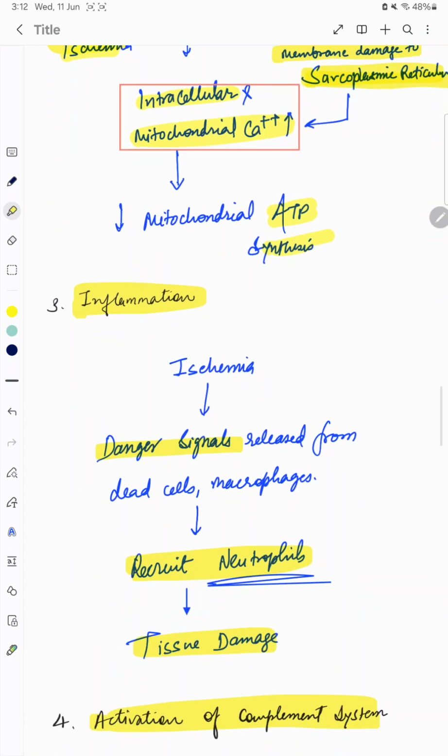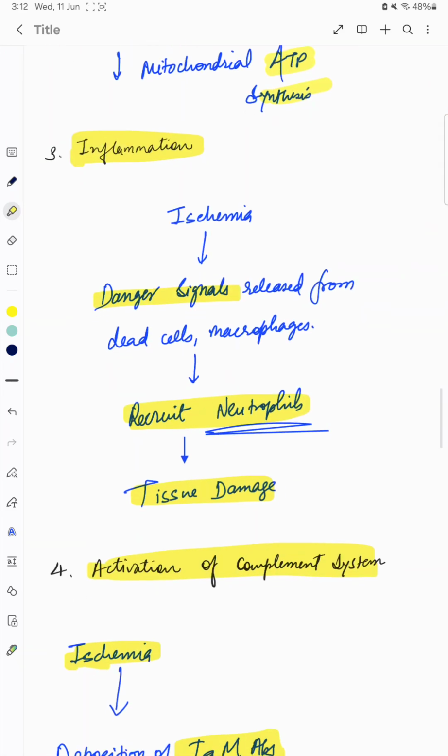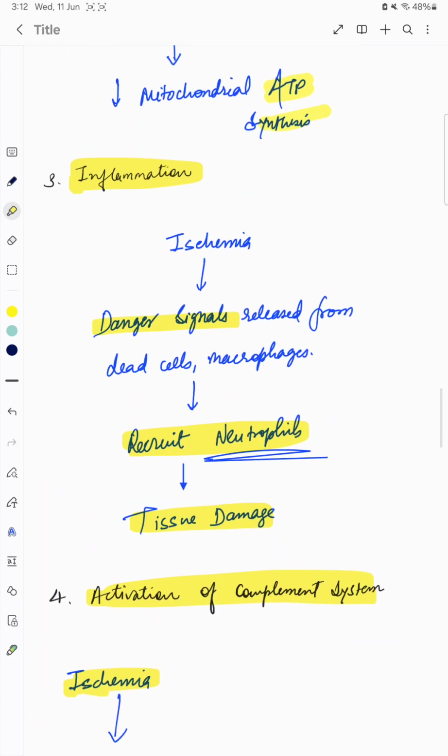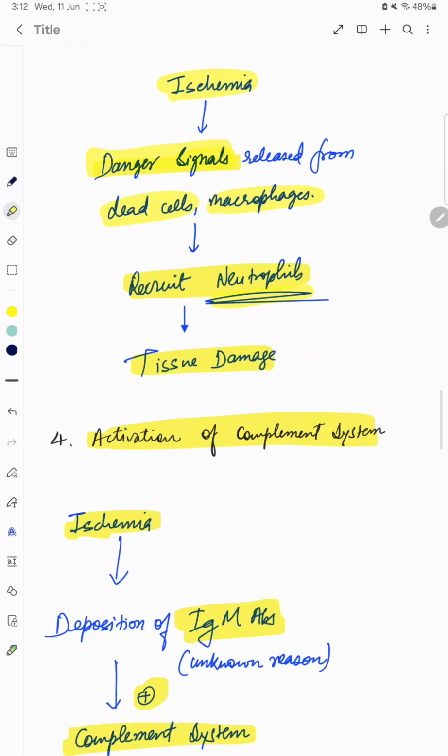The third mechanism of tissue injury in ischemia reperfusion injury is inflammation. Whenever there is ischemia, this will result in increased danger signals from the dead cells and macrophages. They recruit the neutrophils and result in tissue damage.